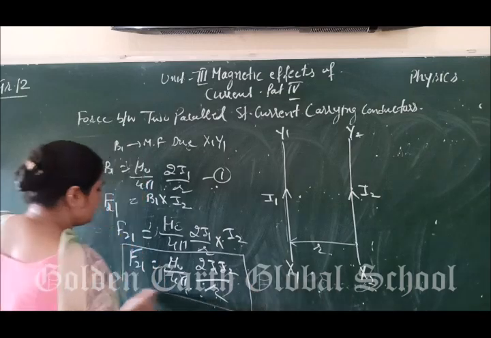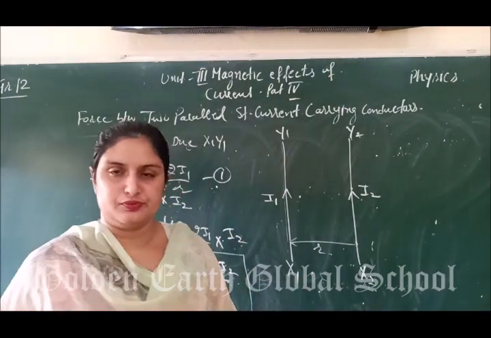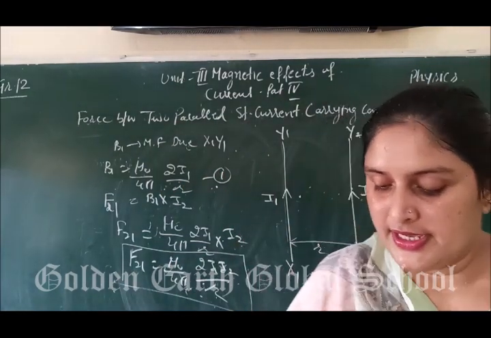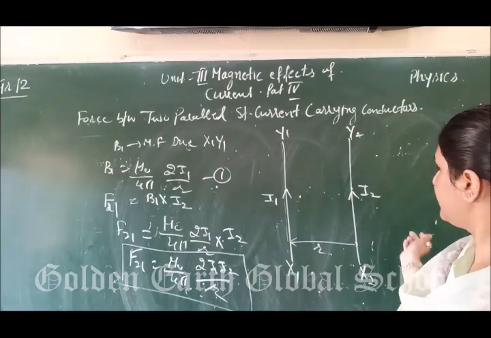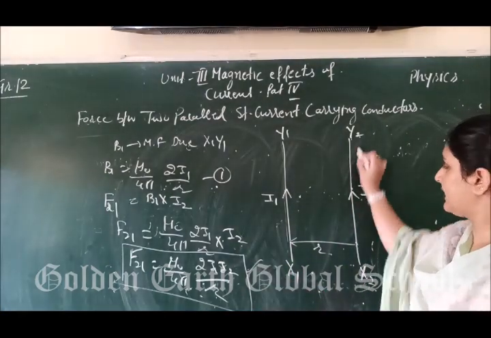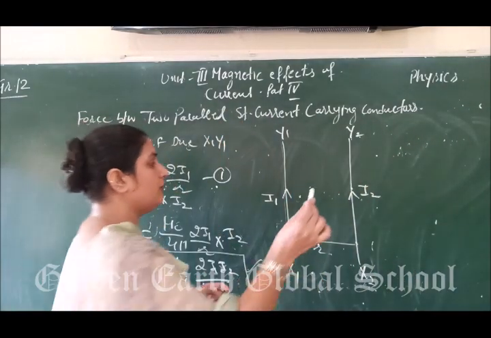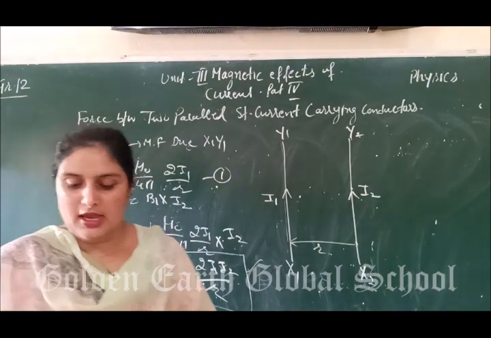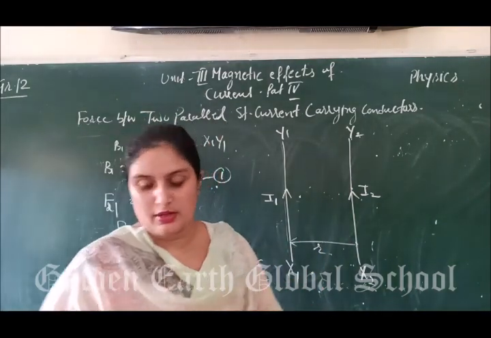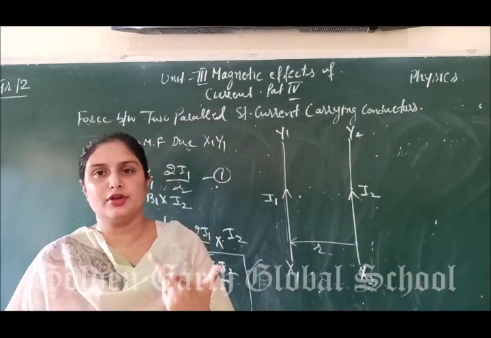This is the force experienced by the current carrying conductor X2 Y2 due to the current carrying conductor X1 Y1. Next we have to find the direction of this force F21. Now the current is flowing in the upward direction and the magnetic field is inward, and I have already told you we can calculate the direction of the force by using Fleming's left hand rule. I am going to use the left hand rule.